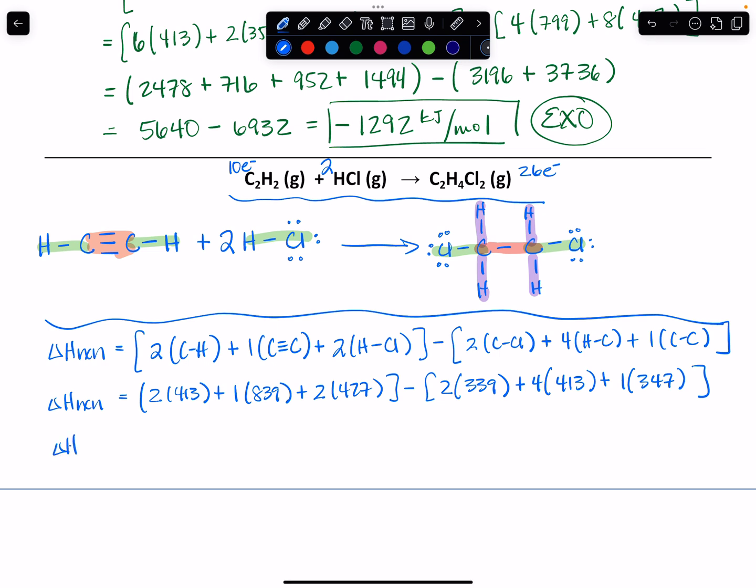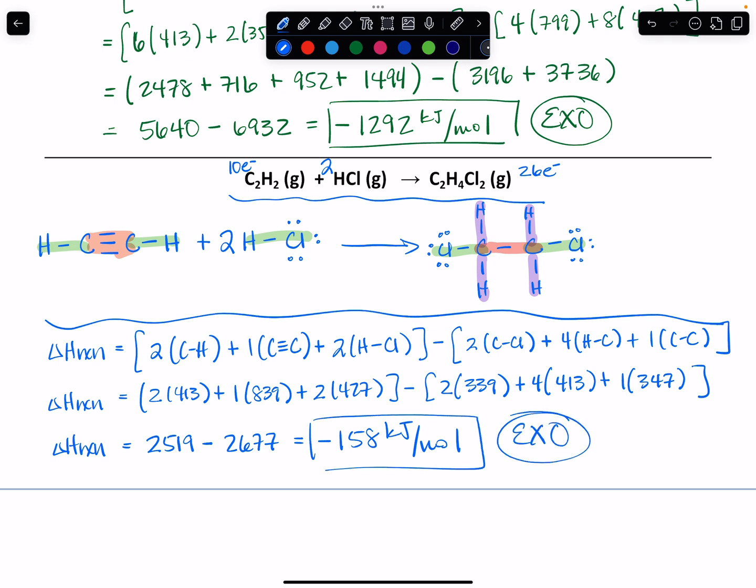So that enthalpy change for the reaction is going to be equal to 2,519 minus 2,677. So the net is going to be 158 kilojoules per mole of energy being released. So again, this is another exothermic process. So probably going to happen. But again, it depends on some other factors, which we will get to when we get to thermodynamics, okay?